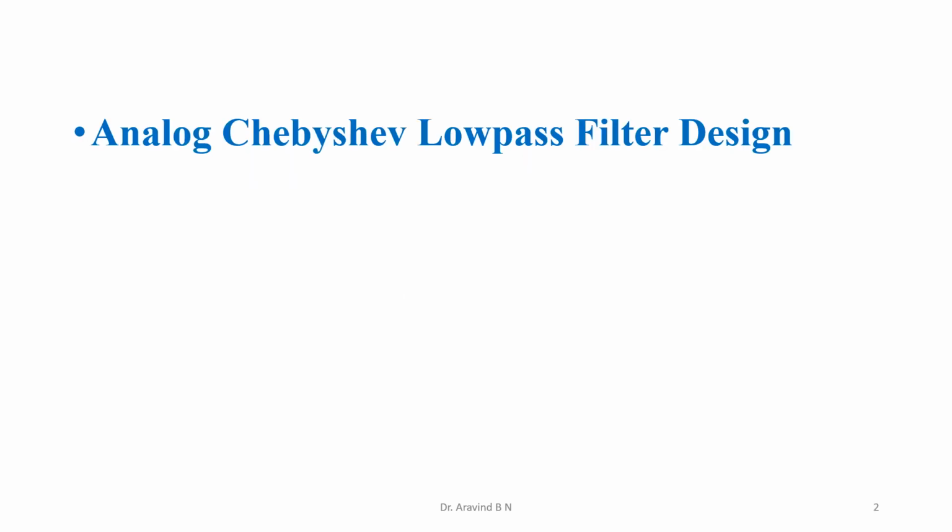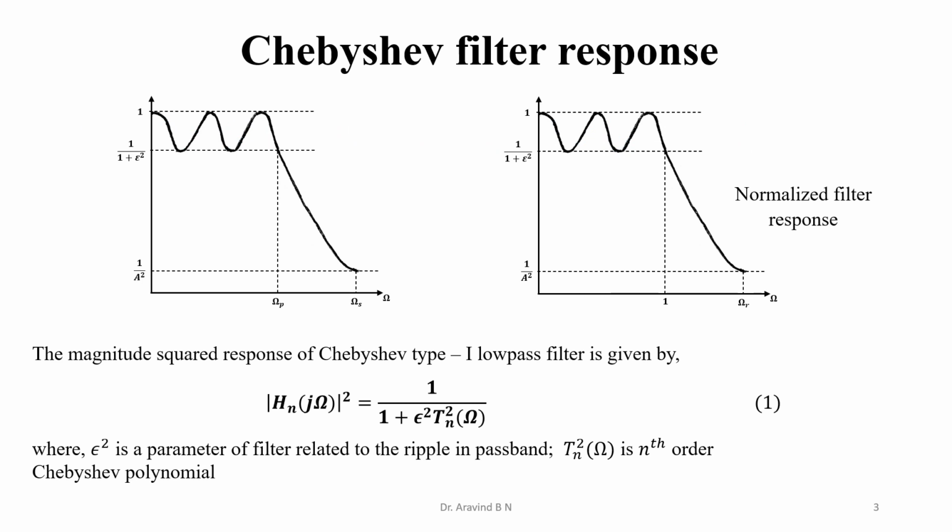In this lecture, we are going to discuss the analog Chebyshev low-pass filter design. Let us first go through the Chebyshev filter response. Basically, there are two types of Chebyshev filter, type 1 and type 2. Here, we are going to study only the Chebyshev type 1 filter.